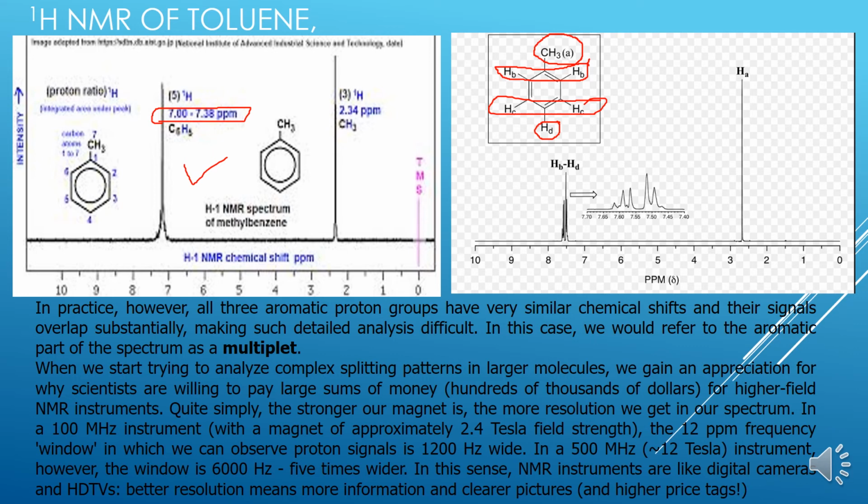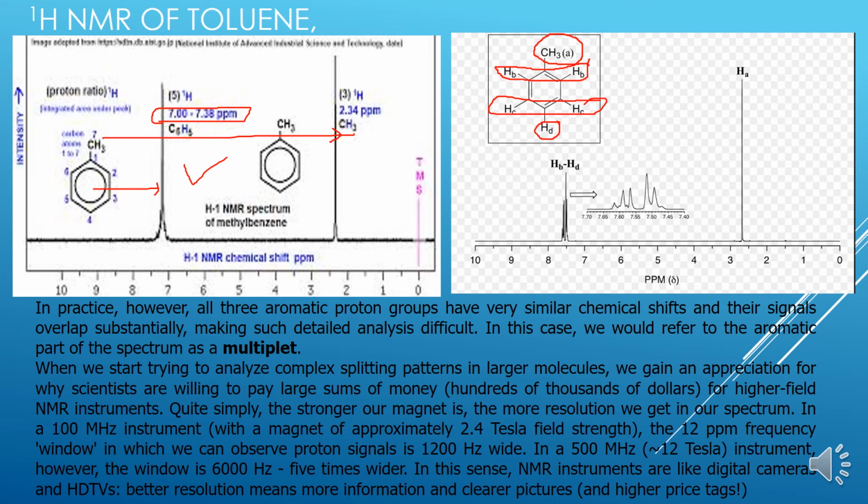As far as the methyl protons in the toluene molecule are concerned, they are not coupled with the aromatic protons. Therefore, we get a singlet here. One peak is for this methyl group, and another is for the aromatic protons. Aromatic proton peaks are observed at 7 to 7.38 ppm.